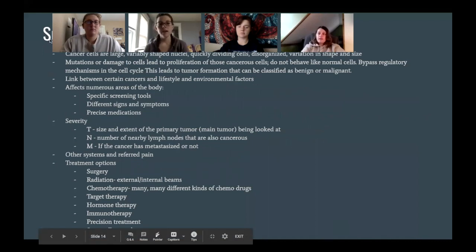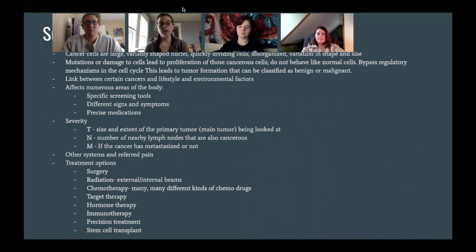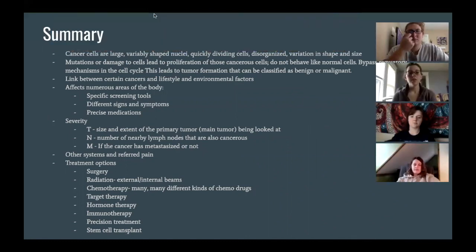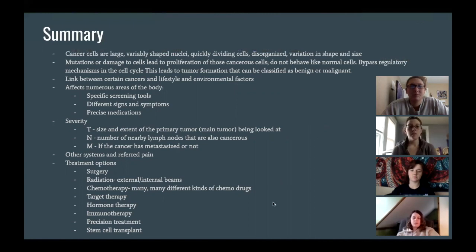So to summarize, cancer cells are large, they vary in shape and size, and they uncontrollably divide due to mutations or damage to the cells. Eventually, this proliferation of cancer cells leads to tumor formations that can be classified as benign or malignant. There are strong, well-supported links between environmental and lifestyle factors and certain cancers. For example, lung cancer and smoking.